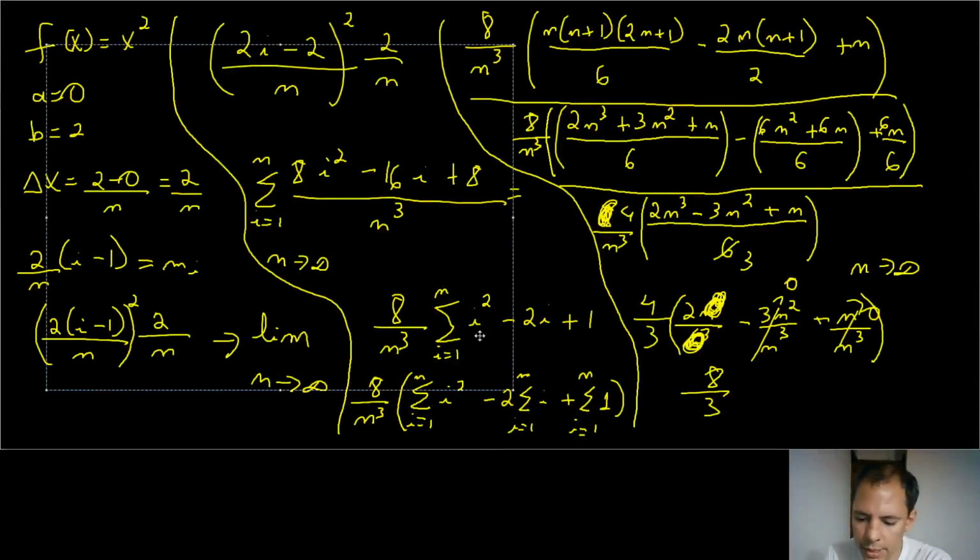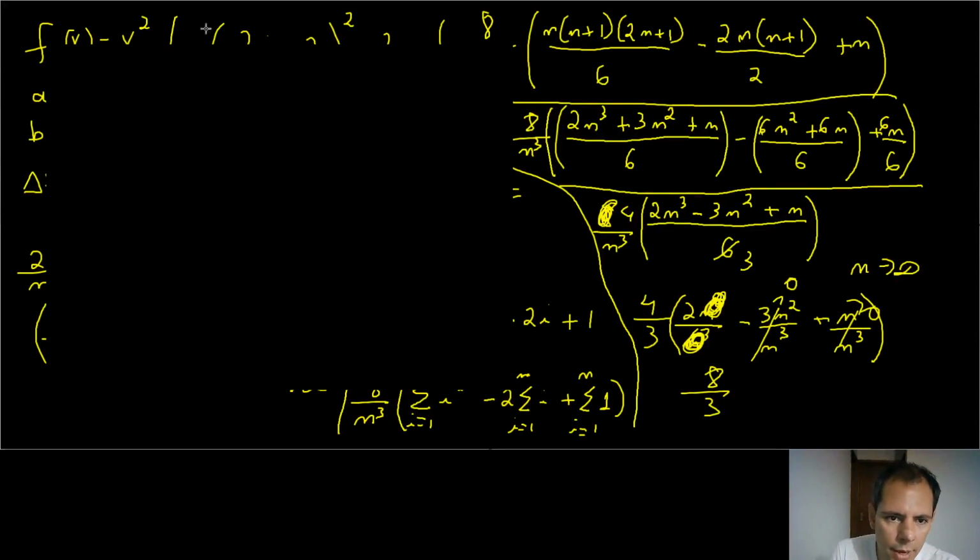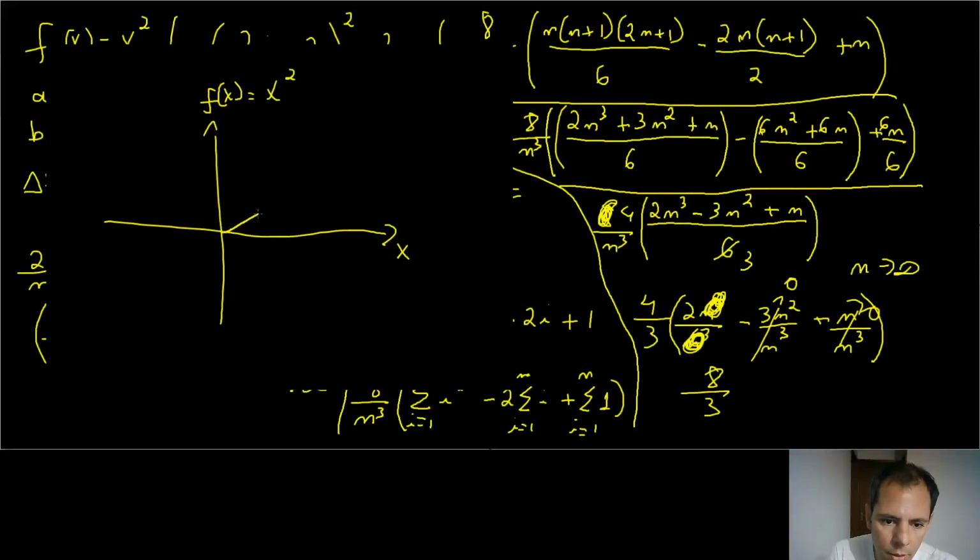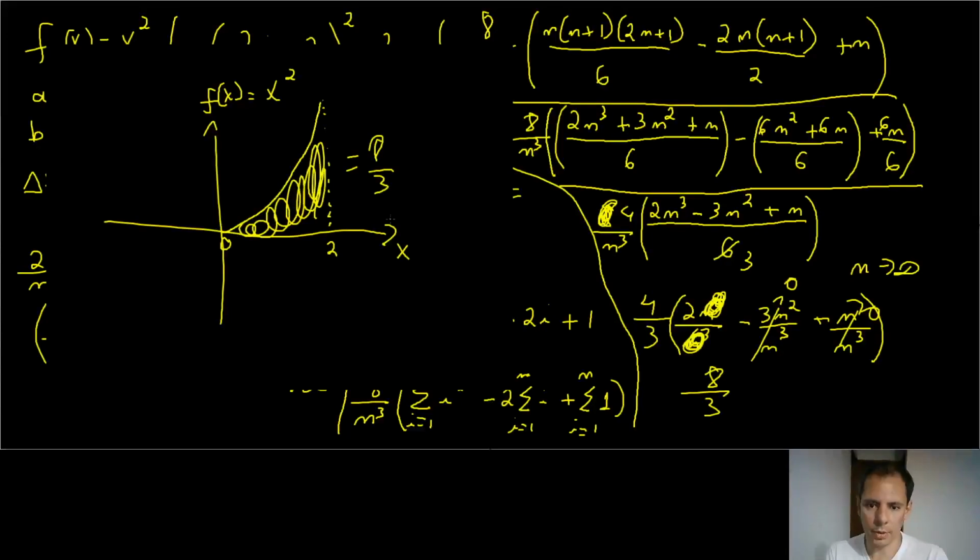Let me just erase this stuff. If you have a graph like this, and here's x, this is the function x squared, and you're going from 0 all the way to 2. Now this is x equals 0, and this one in here is x equals 2. This area under the graph is going to be equal to 8/3. Later I'm going to show you guys that integration is the same thing as the summation.